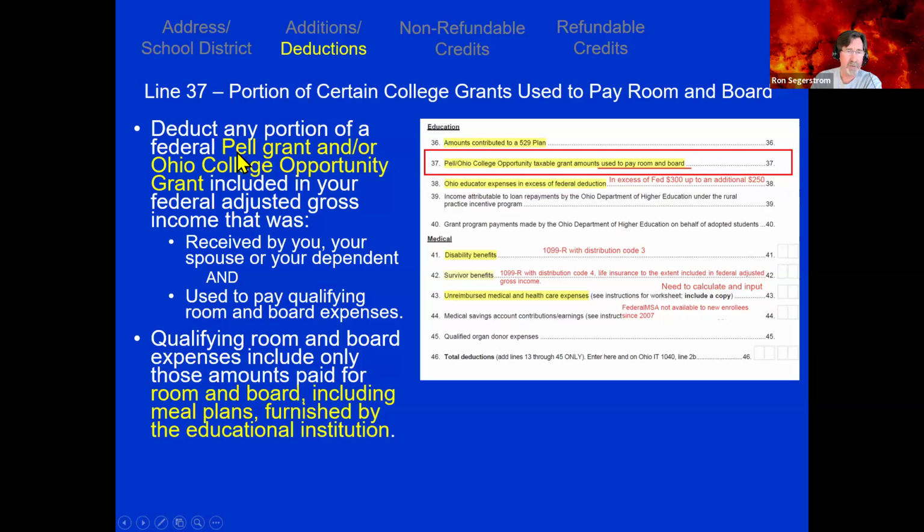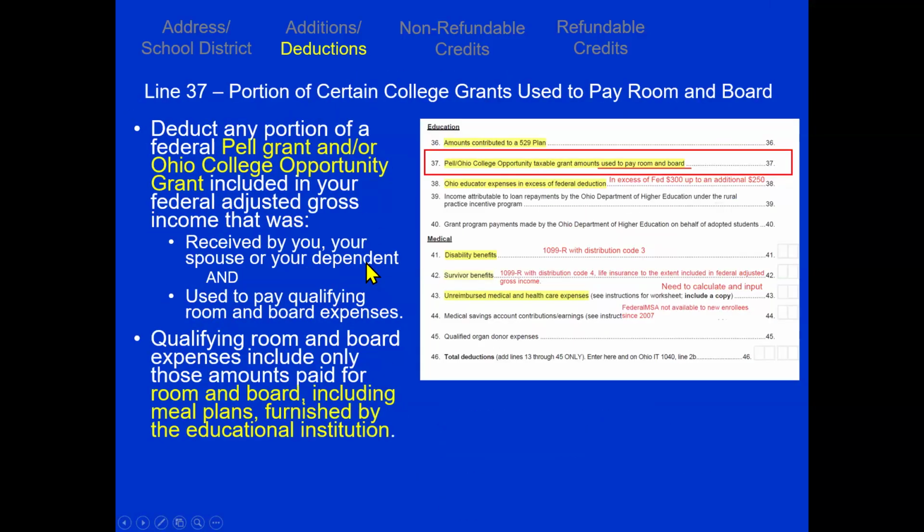If the taxpayer received a Pell Grant and or the Ohio College Opportunity Grant, those portions used for room and board are typically not deductible for federal, but they are deductible for state. So in this case, those portions received and used to pay for qualifying room and board expenses are deductible, including meal plans furnished by the educational institution. So that would go in block 37.